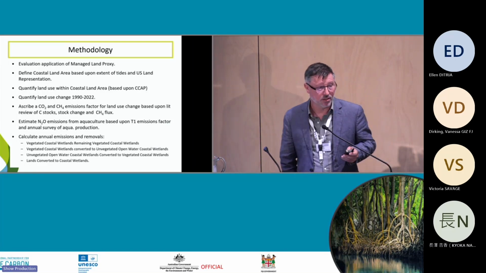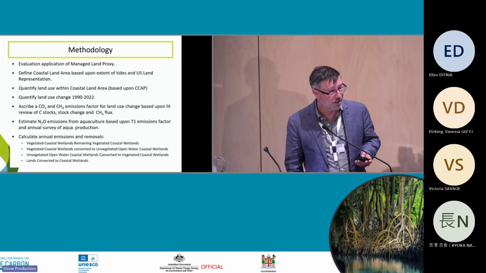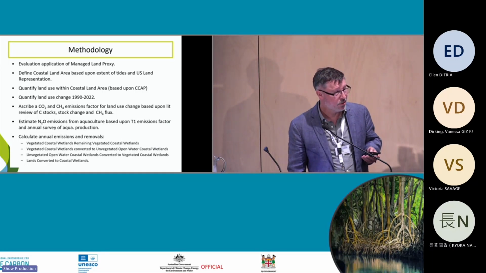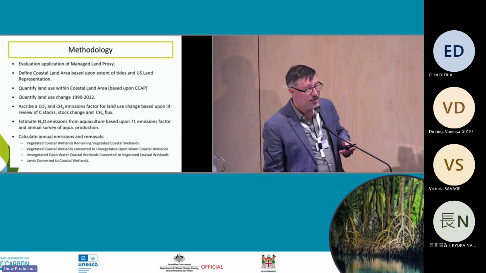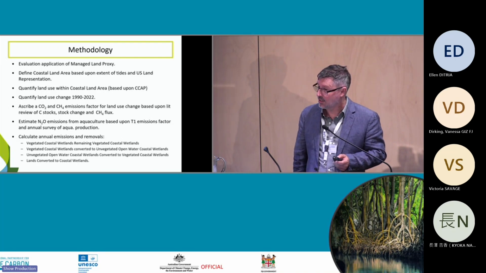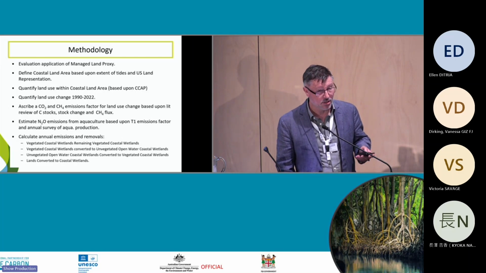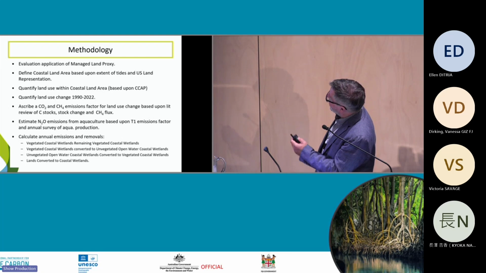Our first big decision was to use a managed land proxy, which is different to Australia, which has been used in activity-based. We look at the entire landscape and account for it that way. We define coastal lands as everything that's below tides to the extent of vegetated intertidal coastal wetlands. We don't yet include seagrasses in our inventory, though interestingly, at the subnational level, some of the states are including seagrasses within their inventories. The activity data is from the NOAA CCAP process.